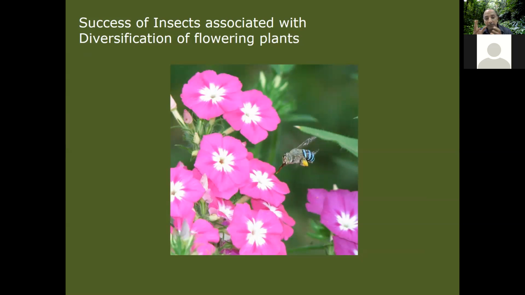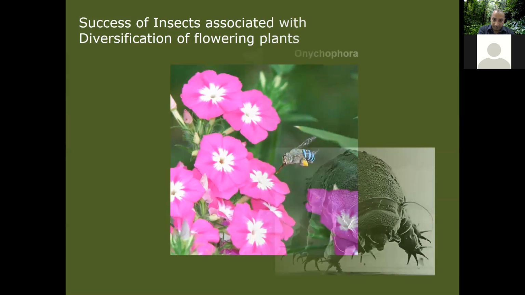So several plant species have bright colors to attract honeybees and other pollinating insects. And this is an Amegilla bee pollinating a flower, a garden flower. So similar kinds of evolutionary novelties evolved, and insects and plants evolved.